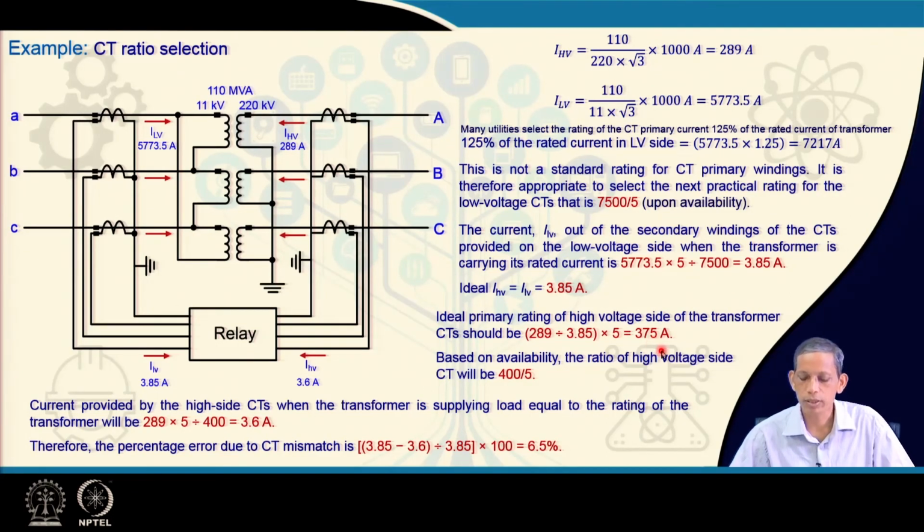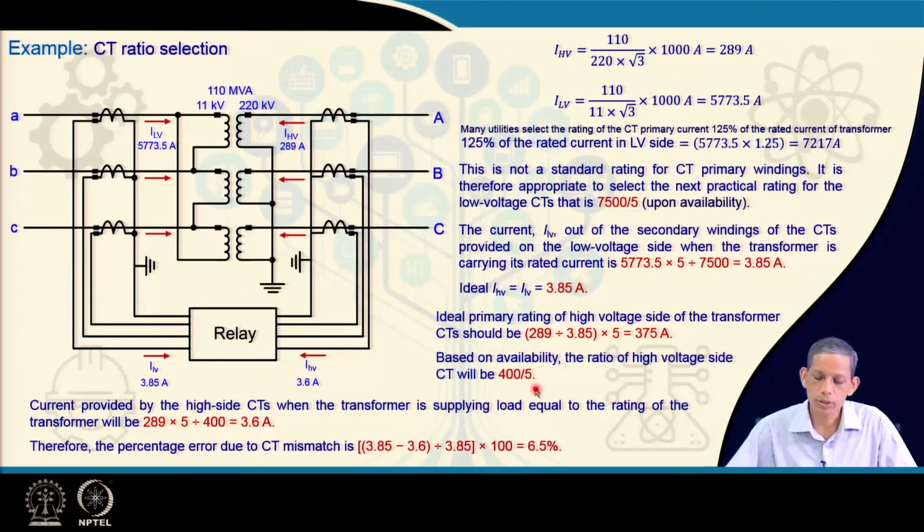Therefore, the CT should be 375:5, which should be the ratio of the CT ideally, if you have already selected 7500:5 for the low voltage side. But based on the availability of the CT, the choice may be 400:5, and that may be the CT selection for the high voltage side, upon the CT selection of the low voltage side to be considered this value.